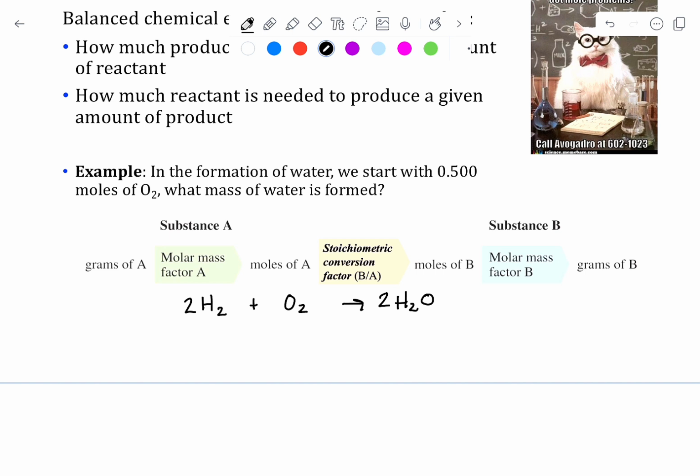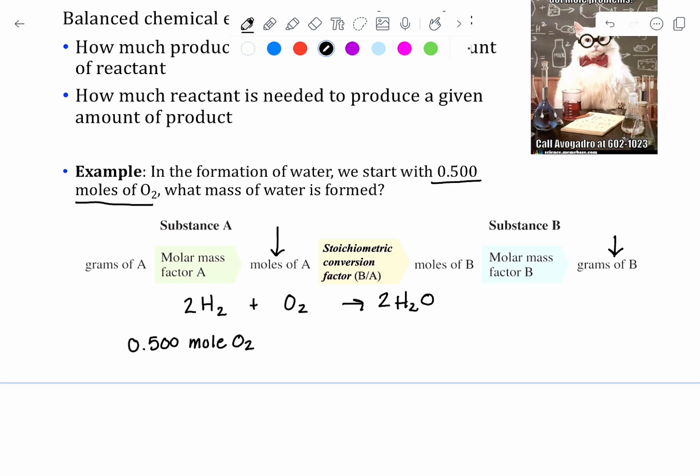So now that I have the balanced equation, I'm going to start my calculation with my moles of oxygen gas. So I start with 0.500 moles of O2. So I'm starting from here. I want to know the mass of water formed. So I want to get to here. So O2 is my substance A, and water is my substance B.